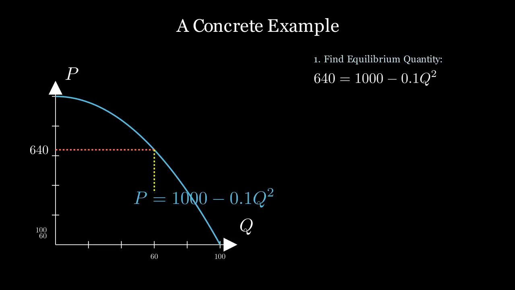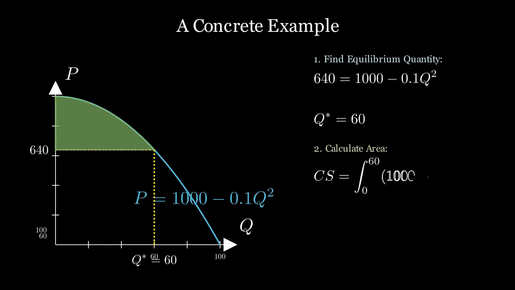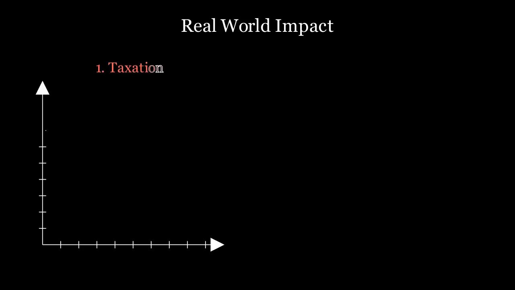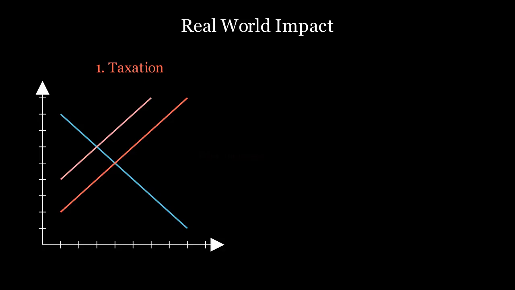Let's look at a concrete example. Suppose the demand for a new smartphone is given by P equals 1,000 minus 0.1 Q squared. If the market price is settled at $640, we first find the equilibrium quantity by solving 640 equals 1,000 minus 0.1 Q squared, which gives us Q equals 60. By integrating the function 1,000 minus 0.1 Q squared minus 640 from 0 to 60, we find the total accumulated happiness or surplus of the buyers. This isn't just an abstract number. It represents the economic welfare generated by the market's existence.